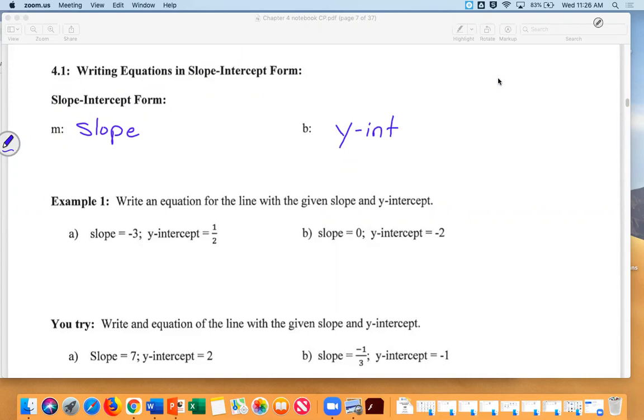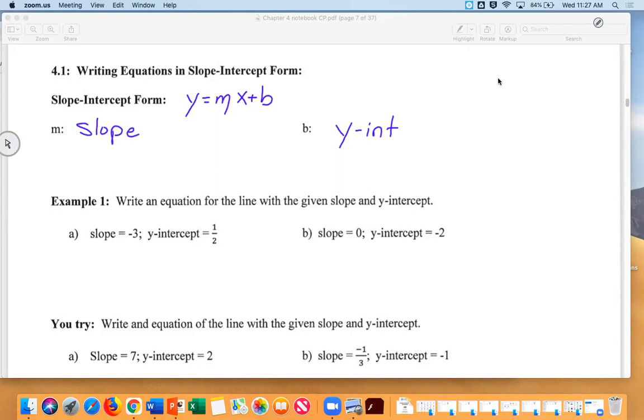Now, this thing, slope-intercept form, it's just the format in which I want the line written, okay? It's going to be kind of confusing, but I promise you, it's going to be pretty easy. Slope-intercept form is y equals mx plus b. And all we're going to do to write the equation of a line is replace or find m and b.